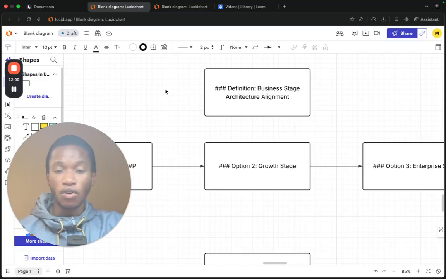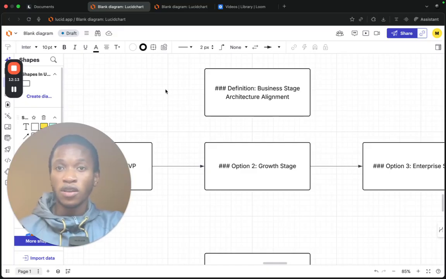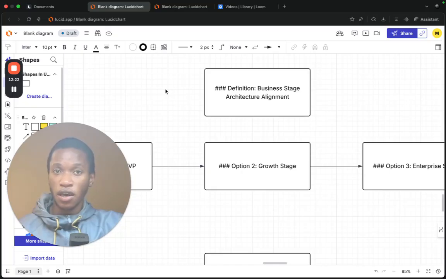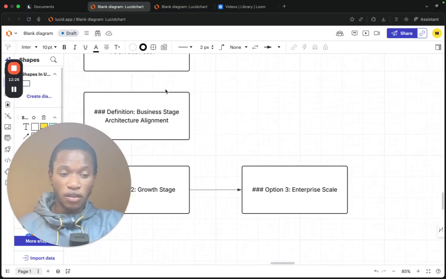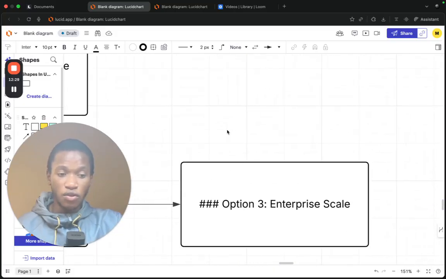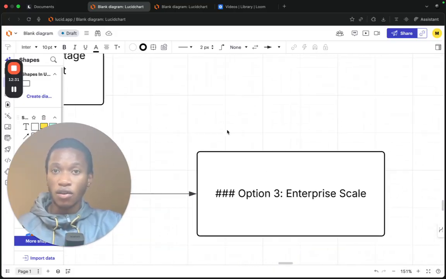Similarly with growth architecture, your real-time layer is optimized for current orders. Your historical layer is learning from patterns and seeing what sells and what's popular. Your knowledge layer probably isn't there yet. The business rules are still relatively simple. And so when do you graduate? You graduate when you're at a massive scale with complex business rules. And this takes us to option three, which is the enterprise scale.